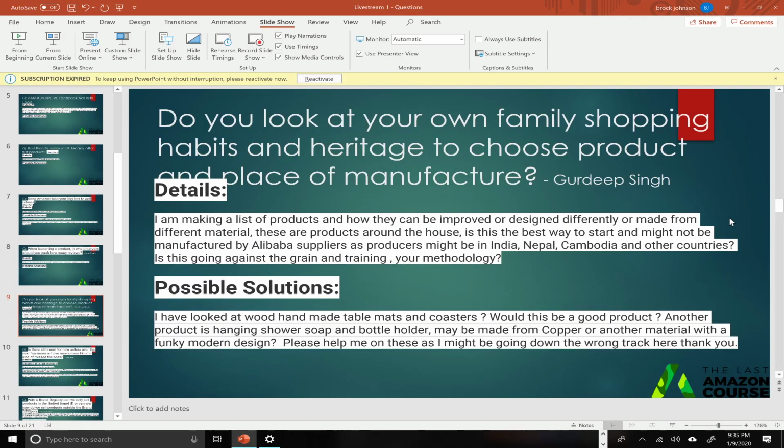Do you look at your own family shopping habits and heritage to choose products and place of manufacturer?